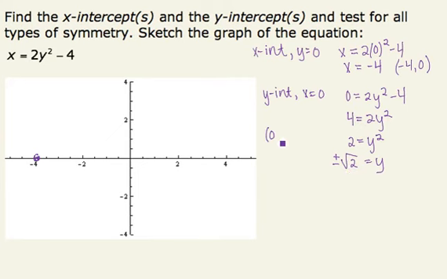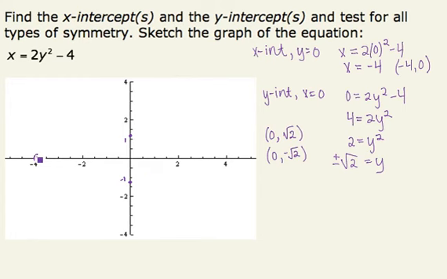So I have 0 for my x value, comma, plus the square root of 2, and 0, minus the square root of 2. Well, the square root of 1 is 1. The square root of 4 is 2, so it's got to be somewhere between 1 and 2. Here's 1, so I'm going to guess it's about there. And there's a negative 1, so I'm going to guess I have another point about there.